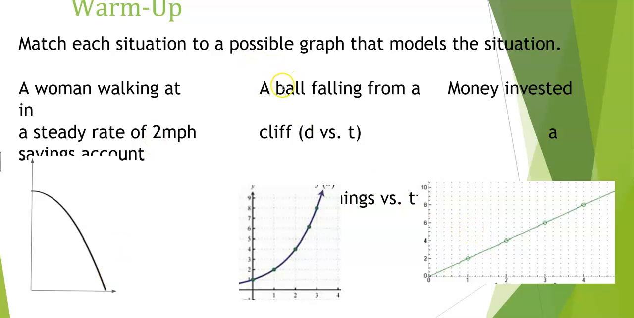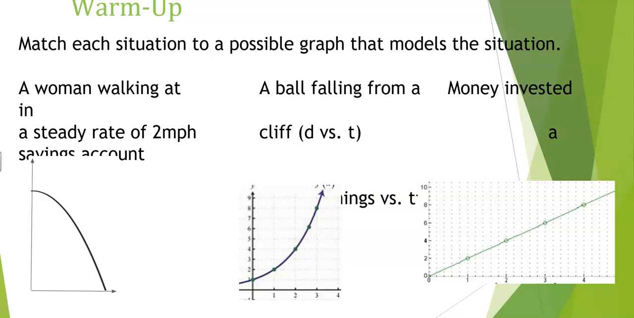Which one of the graphs would show a ball falling from a cliff when measuring the distance versus the time? And then the last one is, which one would show the amount of money earned when it's invested into a savings account and it's compounded, let's say, at a yearly rate? Which one of these would show that? If you need to stop and then come back, that's fine. You may know off the top of your head.